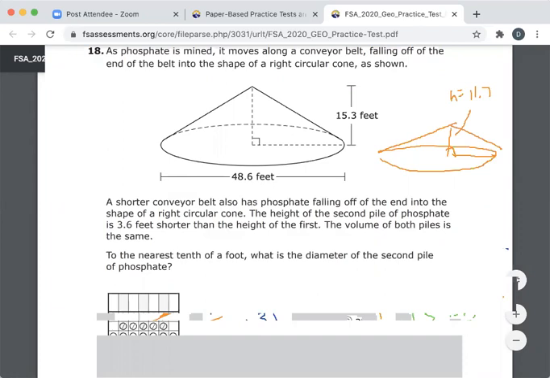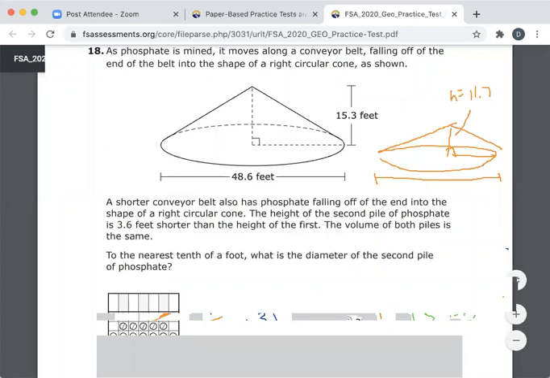So we need to figure out what the diameter of the second pile is. That we do not know. So we're trying to figure it out. We do know the volume. Well, not yet, but we can figure the volume out. So what is the volume of a cone?